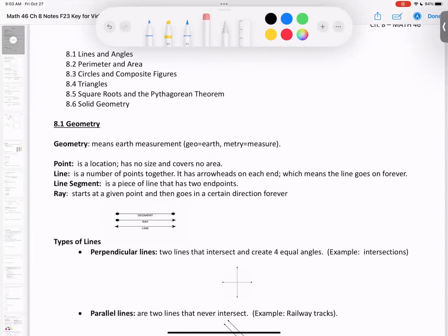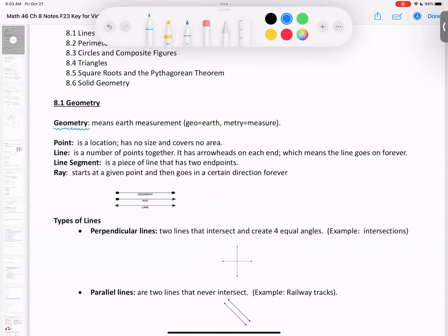So a bit of vocab to get started. So geometry, well, what does that mean? Well, geo means earth. So this is measures of the earth. A point is just like you would say in regular language, if you had a point on a piece of paper, it's like a dot. It's a location. We put a dot there, but really it has no size and it covers no area.